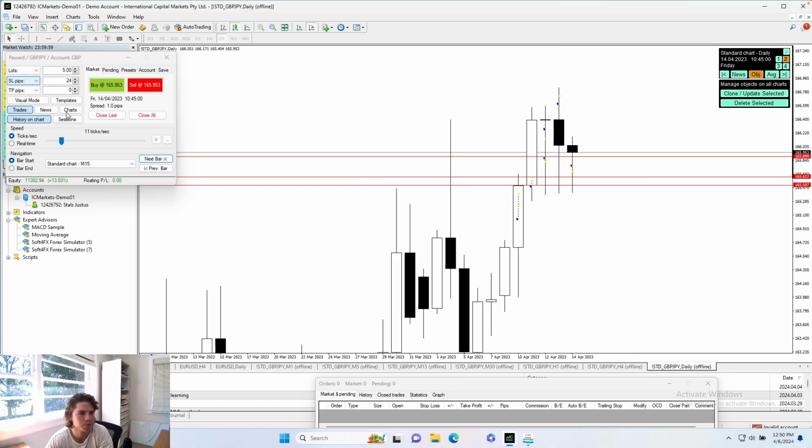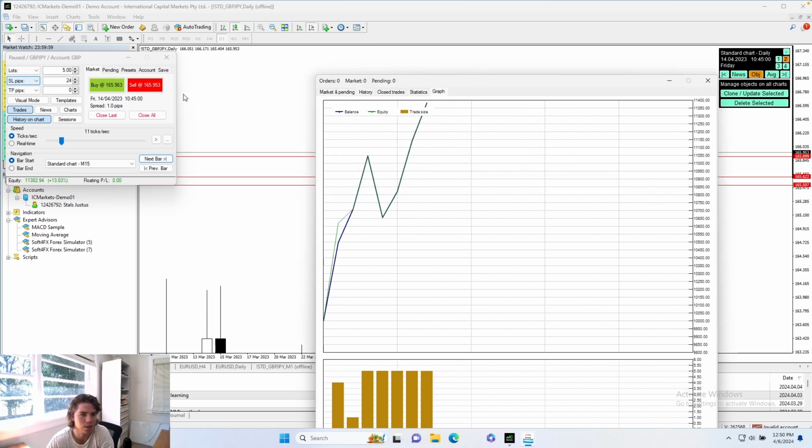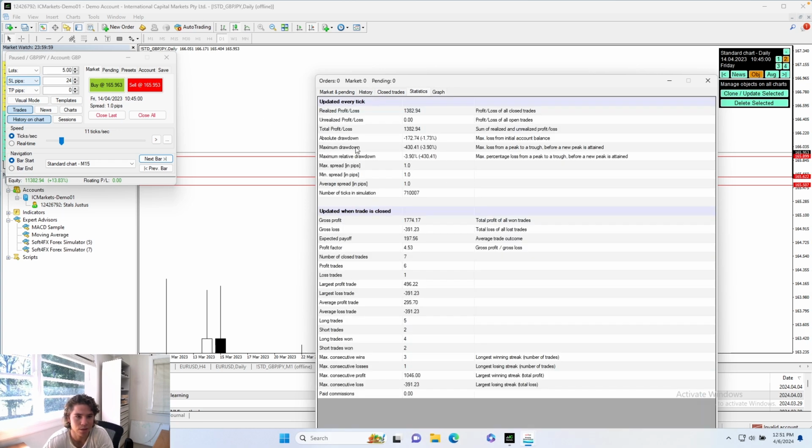If we look at some stats here, obviously the lot size we used was too big. A 5 lot on a $10,000 account on GJ when the base currency is British pound is huge. So I would never do that. But let's see. So stats. We only had the 1 loss. Profit factor looking good. Number of closed trades 7, profit trades 6, loss trades 1.